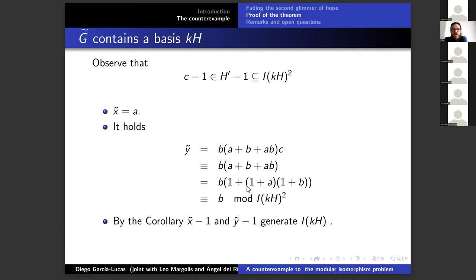So this identity is trivial. And observe that this element here is in the augmentation ideal and this element here is in the augmentation ideal. Hence, this is in the square of the augmentation ideal, we can kill it. So this is B. Then, since A and B generate the group H, X tilde minus one and Y tilde minus one generate the augmentation ideal of KH. So one, X tilde and Y tilde generate KH as an algebra.